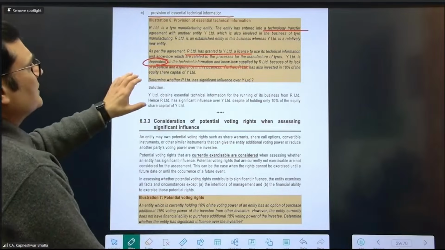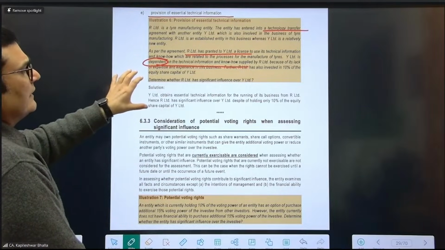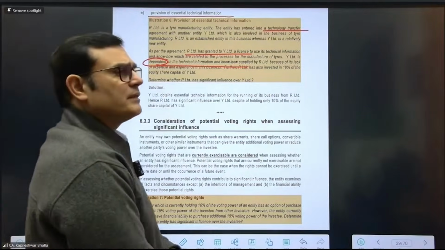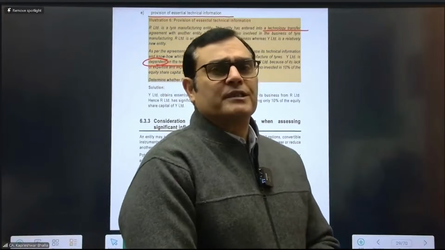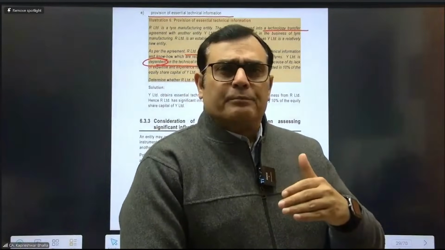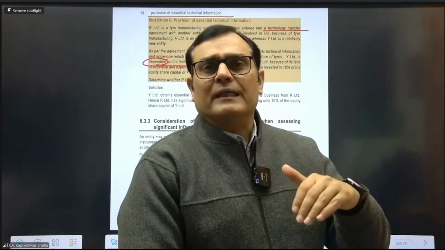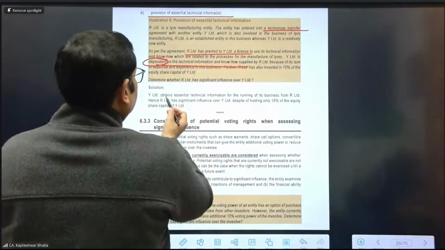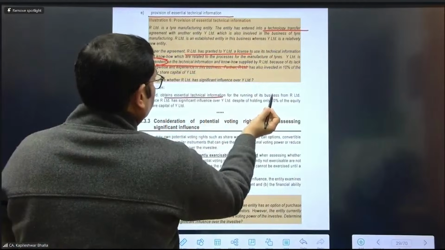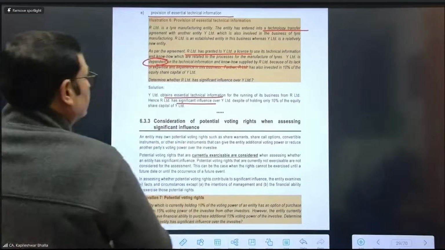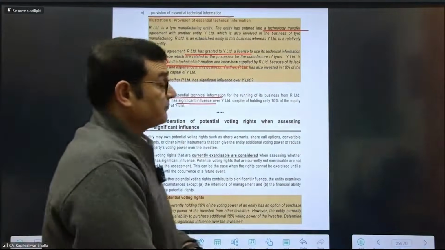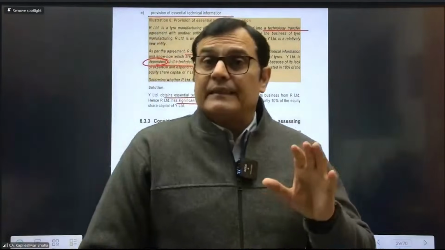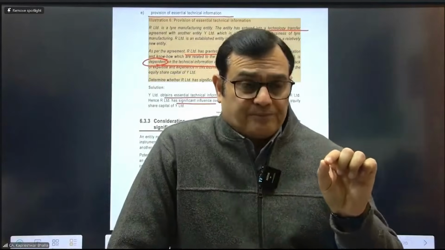I think again the dependency factor in terms of the technical know-how makes it a clear-cut case that significant influence can be present. So in all these examples, you can see the substance is prevailing over the legal form of the transaction. So we can say he obtains essential technical information and therefore he should get a significant influence as well. So I think that takes care of our assessment of a significant influence. Just a concluding sentence before we go further.